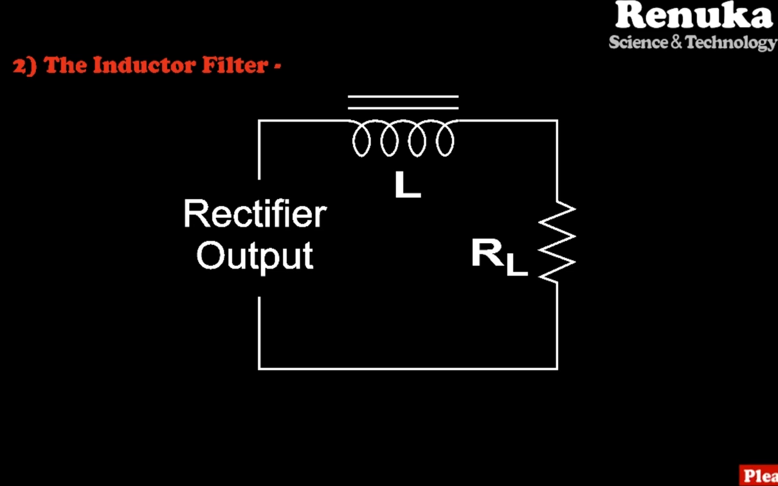The drawback of this filter circuit is that inductors are costly and bulky. So this was about the inductor. What is actually happening here is that we can say the AC voltage is blocked here, but in the capacitor filter it was bypassed towards ground through the capacitor, whereas here AC is blocked.